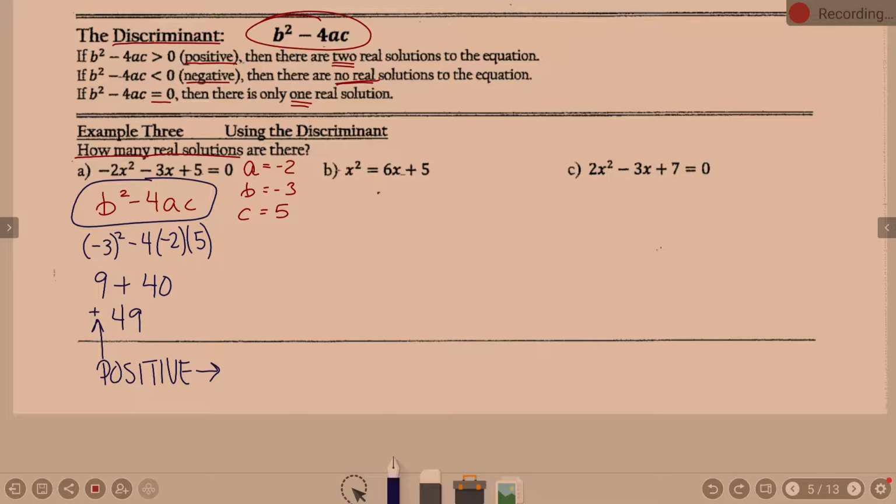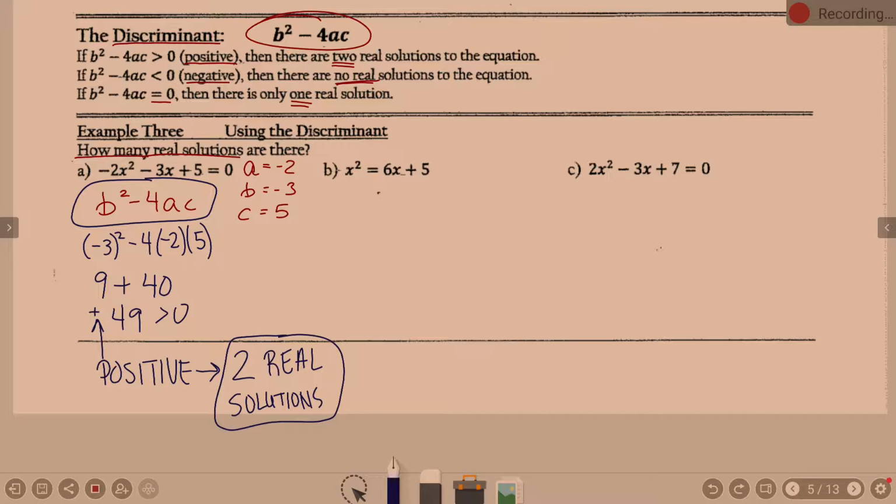Because I got a positive value, how many real solutions are there? 2. Right? There are 2 solutions to the actual problem. We don't know what those solutions are. Do we have to? No. What we know right here is there are 2 real solutions. And that's all you're asked.